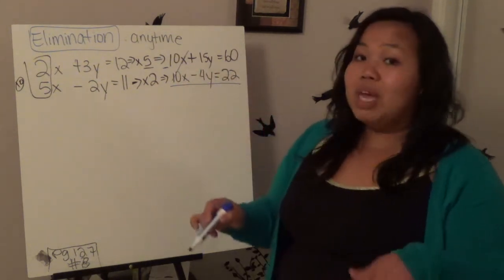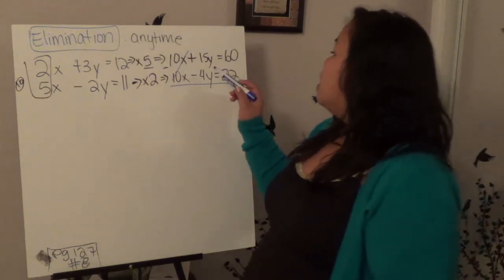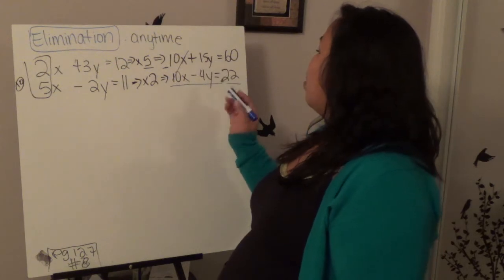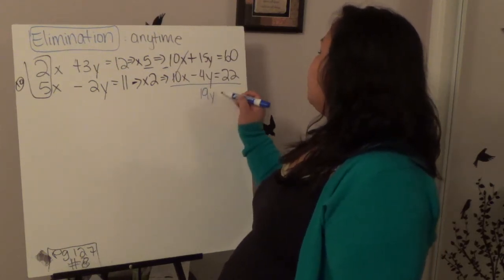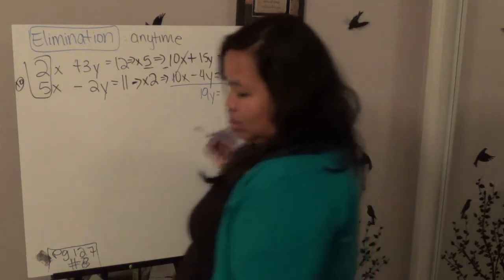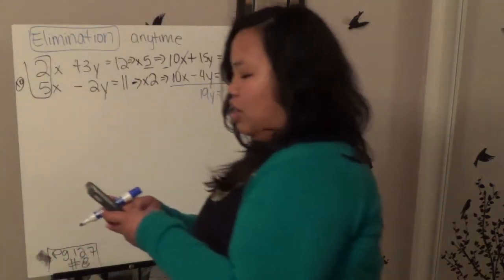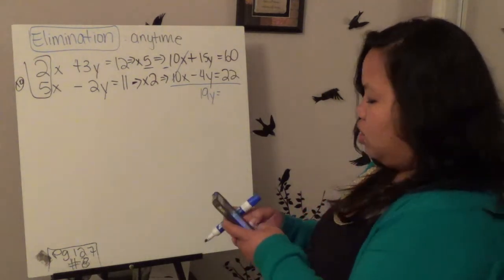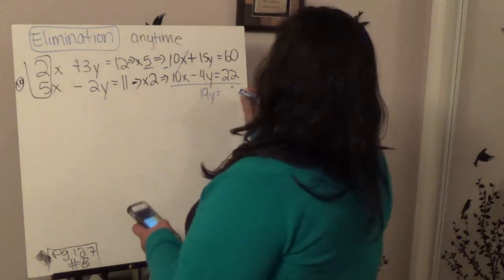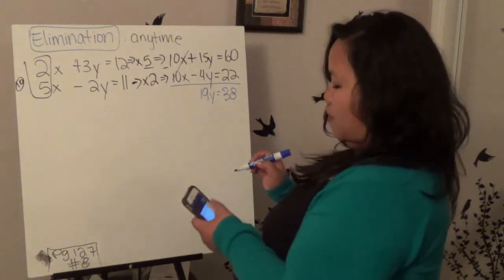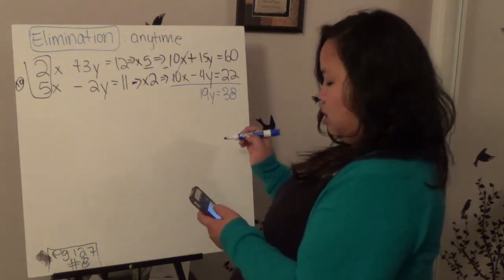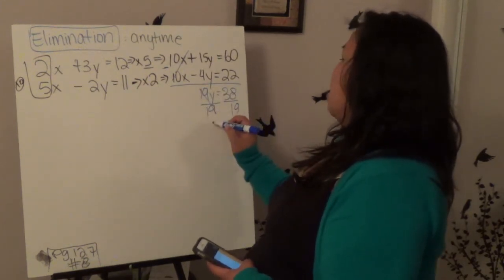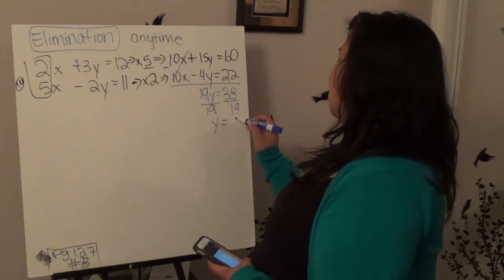15y minus a negative would be a positive, so 15y plus 4y gives me 19y. Okay? And 60 minus 22, pull out my calculator because it's a long day. So 60 minus 22 gives us 38. And I divide both sides by 19. This cancels out, and I end up with y equals 2.